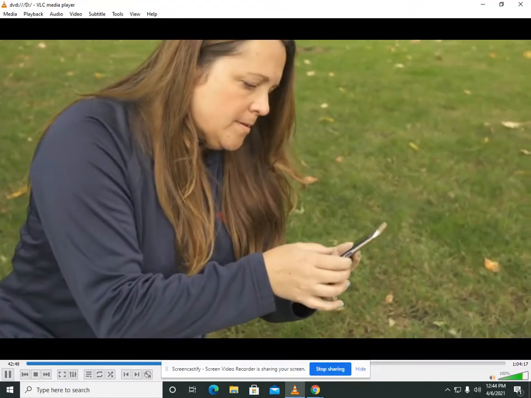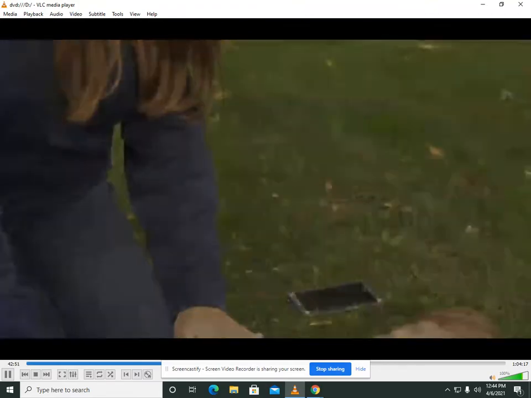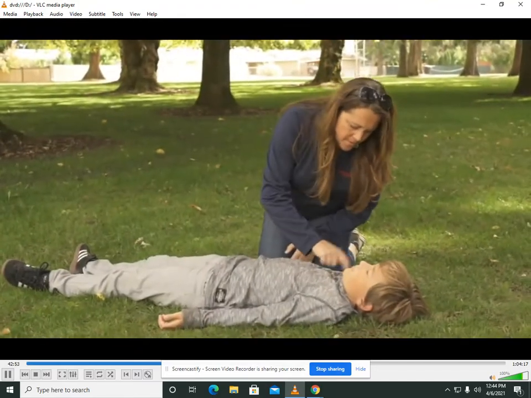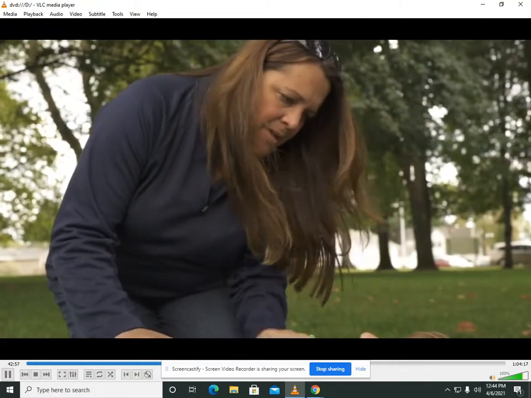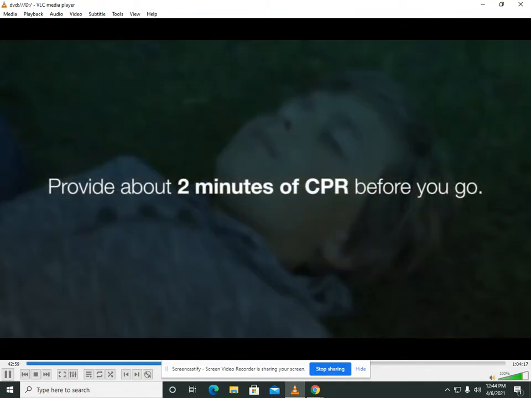The speaker function will allow you to talk with the EMS dispatcher and provide care at the same time. If you need to leave the child to activate EMS or get an AED, provide about 2 minutes of CPR before you go. Return as quickly as you can.